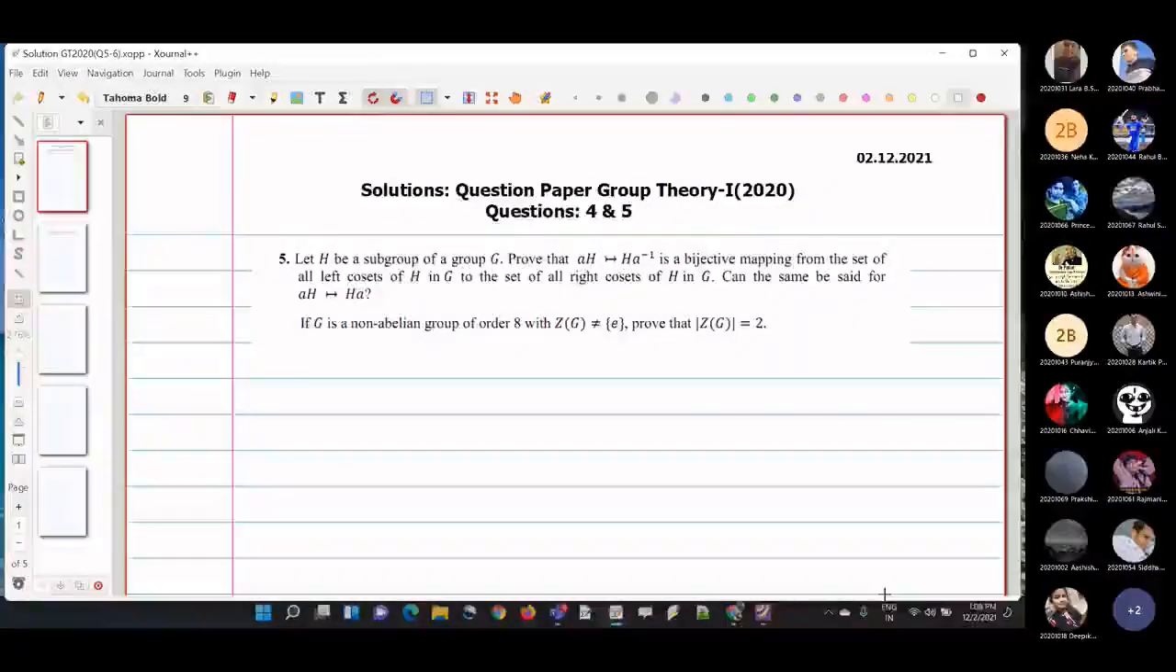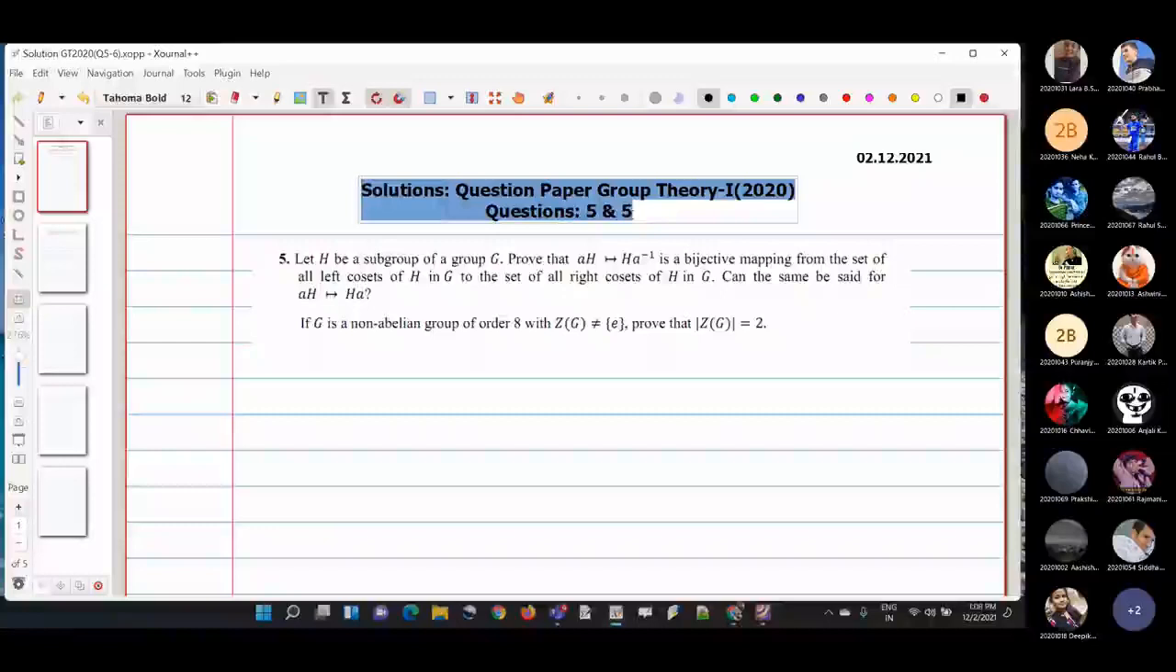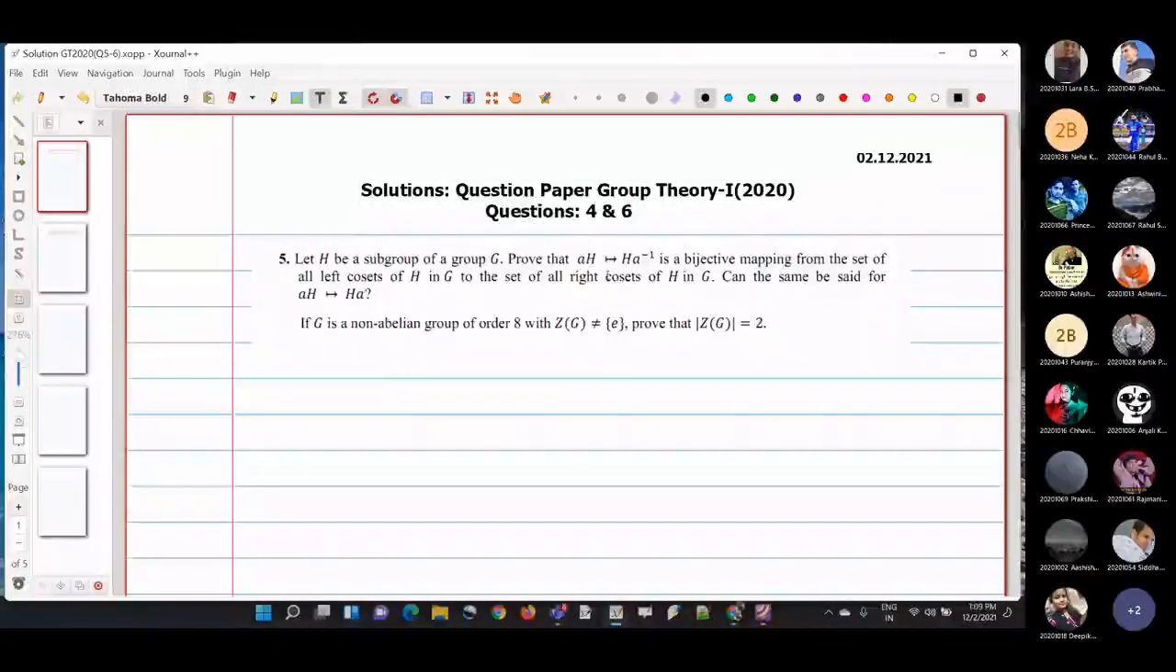Today we are going to discuss, I think this is question number 5 and 6, not 4 and 5, from the question paper of 2020 group theory. Yesterday we discussed question number 3 and 4, I guess. And the rest, let us see how we can proceed further.